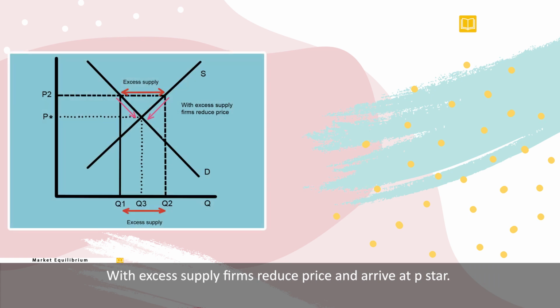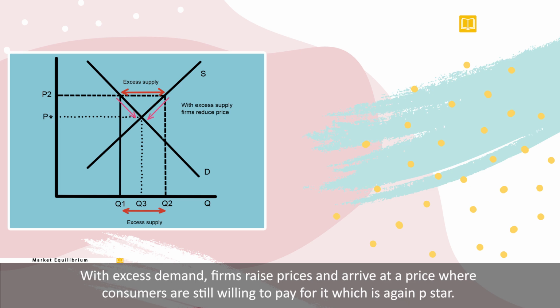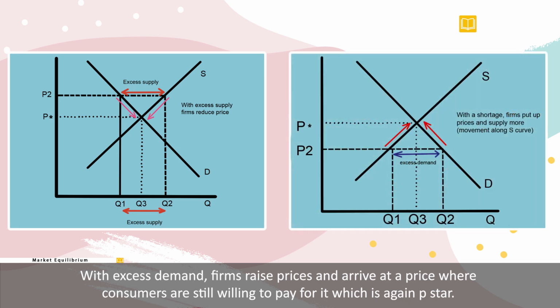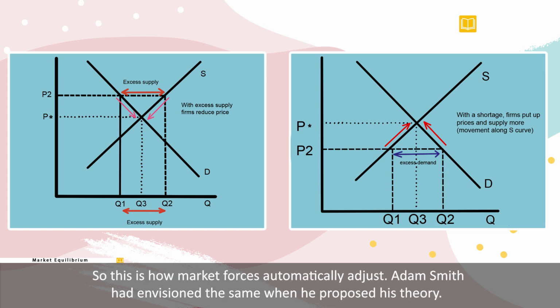With excess supply, firms reduce price and arrive at P star. With excess demand, firms raise prices and arrive at a price where consumers are still willing to pay for it, which is again P star. So this is how market forces automatically adjust. Adam Smith had envisioned the same when he proposed his theory.